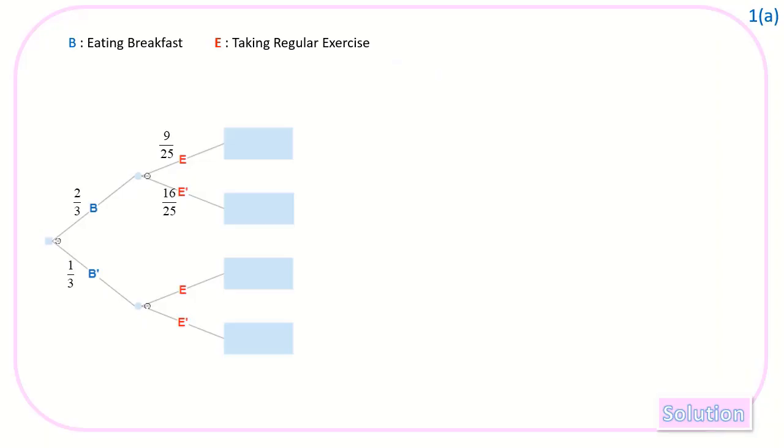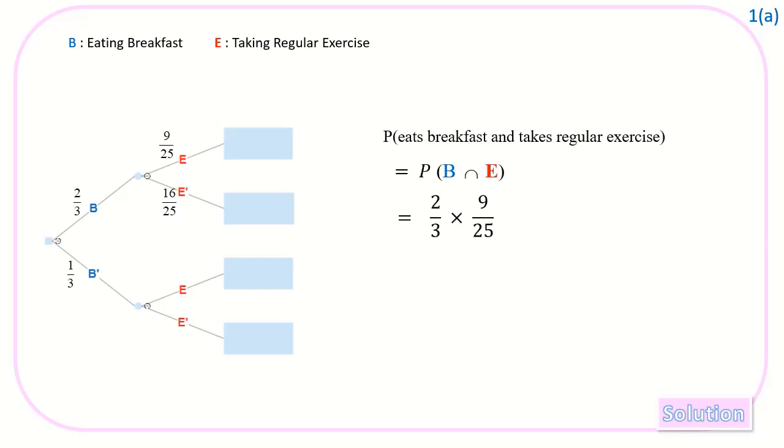We may construct a tree diagram like this. For the first question, we are going to find the probability of eating refers and taking regular exercise. We may easily get the answer from branch A, which is the probability of B intersect E. So we have 2 over 3 times 9 over 25. We give you K1, and the final answer, J1, is 6 over 25.